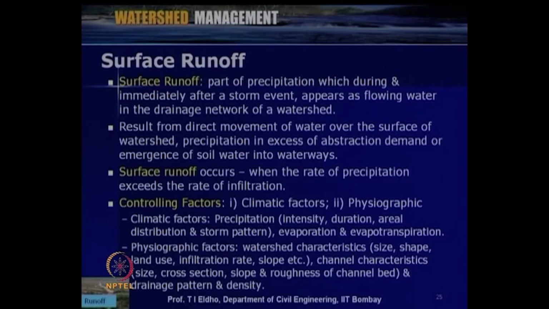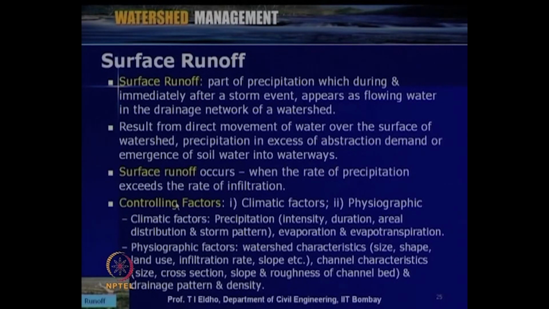Now after all these losses, the next step is the surface runoff taking place. Surface runoff is the part of precipitation which, during and immediately after a storm event, appears as flowing water in the drainage network of a watershed. This results from the direct movement of water over the surface of the watershed, precipitation in excess of abstraction demand, or emergence of soil water into waterways. Surface runoff generally occurs when the rate of precipitation exceeds the rate of infiltration. That is one of the essential conditions.